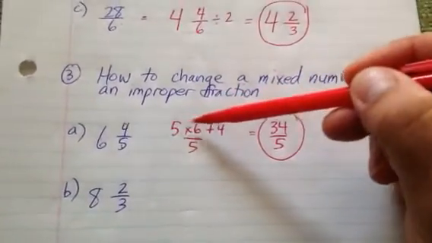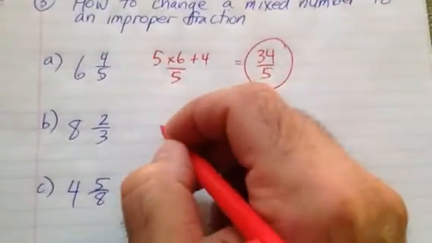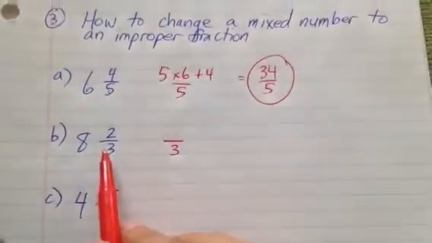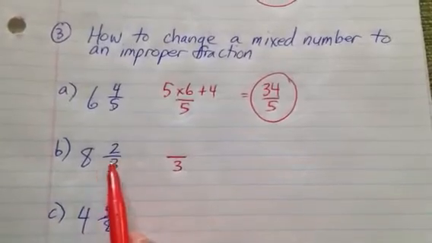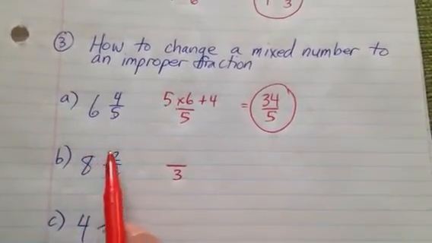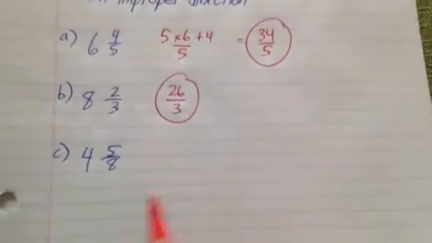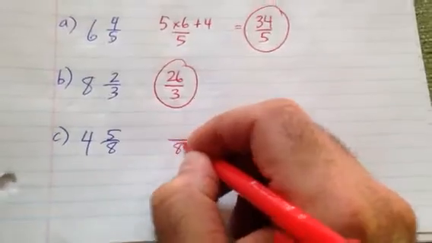You don't have to show any of this work here. You just do that step mentally. So that's what I'll do in this case. Keep the 3 on the bottom. Now I'm going to go 3 times 8, add 2. 3 times 8 is 24, add 2, 26. Improper fraction. And last one, keep the 8.